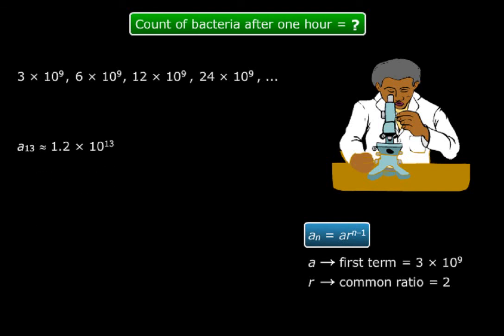So now we know the value of A13. And what does this tell us? This tells us that the count of bacteria just after 1 hour was 1.2 into 10 to the power 13. And we are talking about an approximate count here. And this is how knowing the basics of GP helped the scientist.